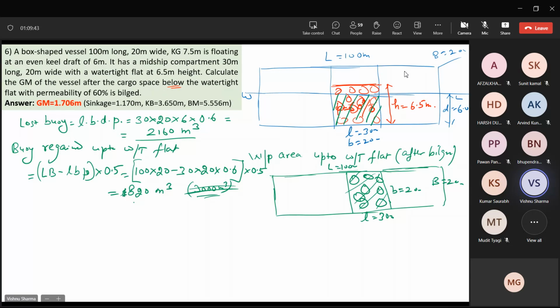We have got 820 cubic meters. That means 820 cubic meters is regained up to the watertight flat. The balance will be regained above the watertight flat, right? So balance to regain will be equal to 2160 minus 820. I am yet to regain this 1340 cubic meters, right, guys? Correct, sir. Now, above the watertight flat, what will be the shape of the water plane?